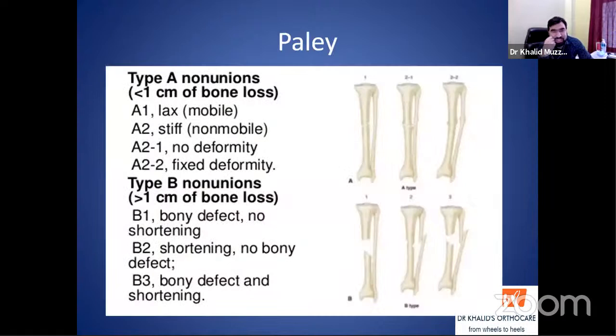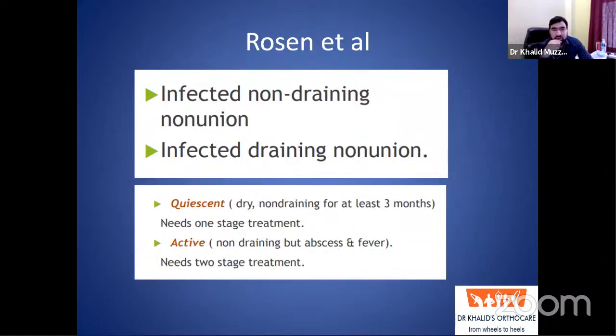In the same way, Paley has classified it into stiff and non-stiff unions, with or without bone loss. He has classified it like A1, which is a mobile non-union without bone loss or a bone loss of less than 1 centimeter. If there is more than 1 centimeter of bone loss, he divides it into type B. Rosen et al., again for infected, have said whether it is actively infected or non-actively infected, or a quiescent infection.